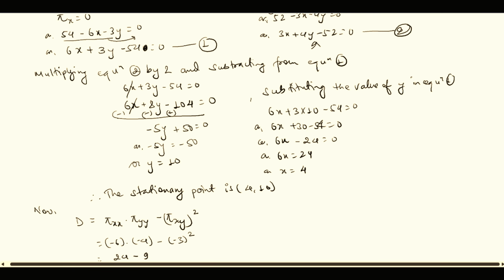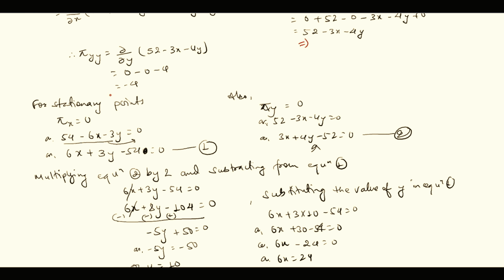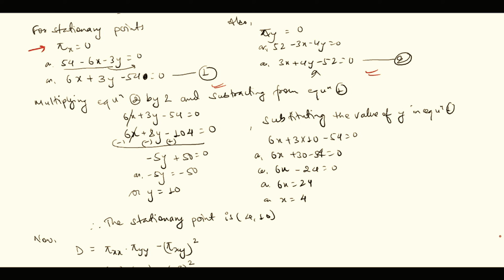For the profit, we need to find the stationary point. For the stationary point, we use the condition pi x equals 0, the partial differentiation of the profit function with respect to x. We'll get this as equation 1, and partial differentiation with respect to y gives equation 2. We need to solve these two equations. We can use any method; over here, I have used the elimination method. By doing so, the number of y items is 10, and substituting it in equation 1, the number of x items is 4. Therefore, the stationary point is (4, 10). This is the number of items that need to be produced: x items 4 units and y items 10 units.